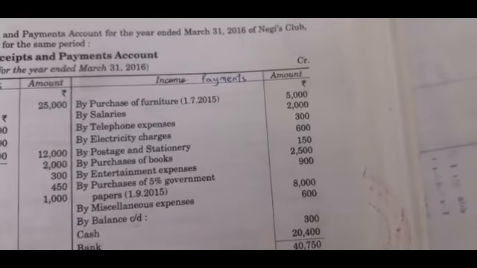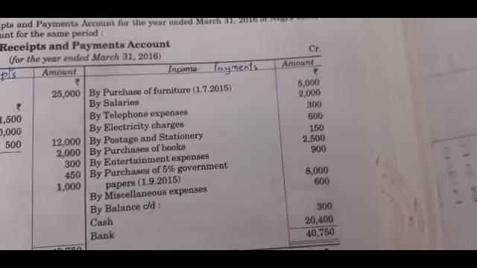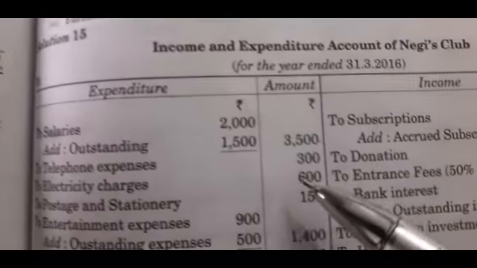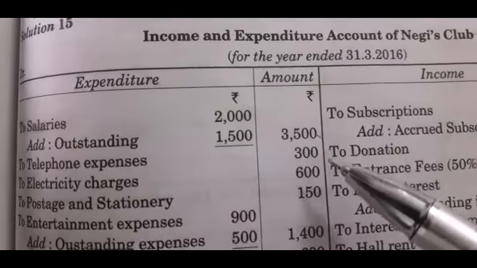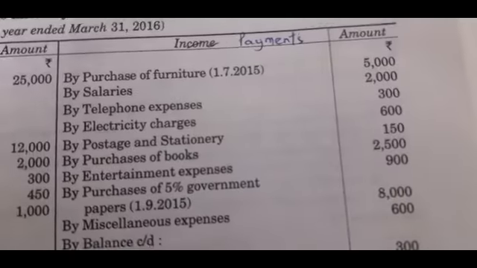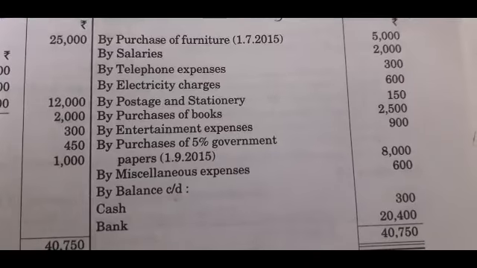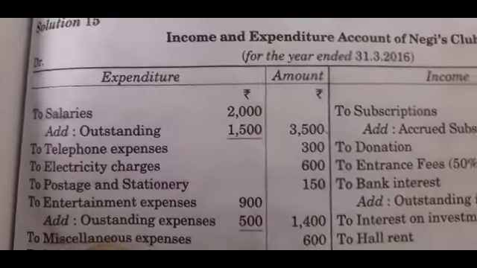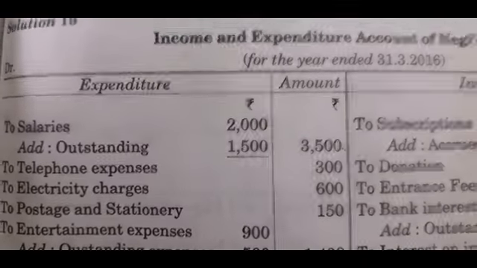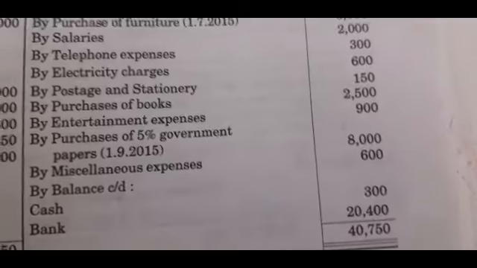Next is telephone expenses, 300. So to telephone expenses, 300 on the expenditure side. By electricity charges, transferred to the expenditure side. By electricity charges, 600. By postage and stationery, 150. To postage and stationery, 150.